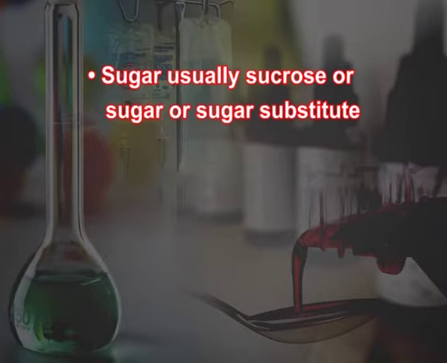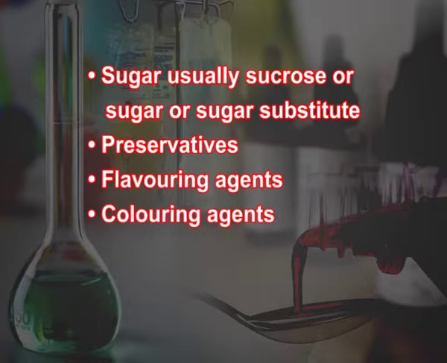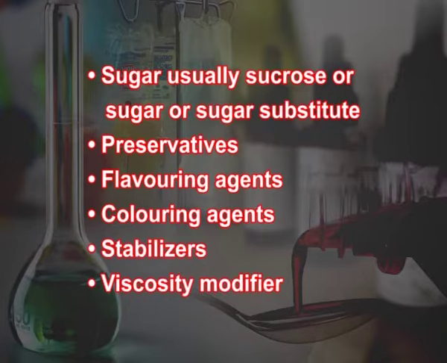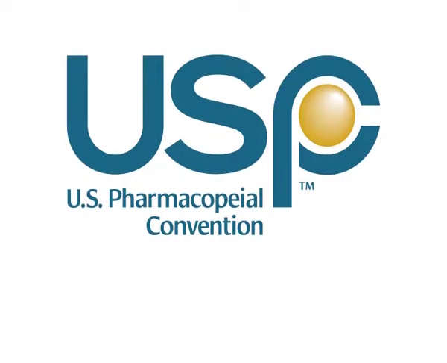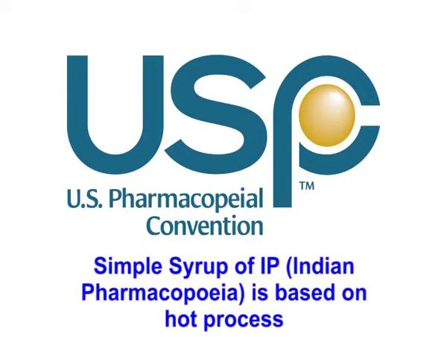Syrup preparations require the following components in addition to purified water and medicinal agents. First one is sugar, usually sucrose or a sugar substitute. Second, preservatives. Third, flavoring agents. Fourth one is coloring agents, stabilizers, viscosity modifiers. Now, method of preparation. According to the United States Pharmacopoeia, simple syrup is prepared based on the cold process. But remember, simple syrup of IP is based on the hot process. There are four methods for syrup preparation.